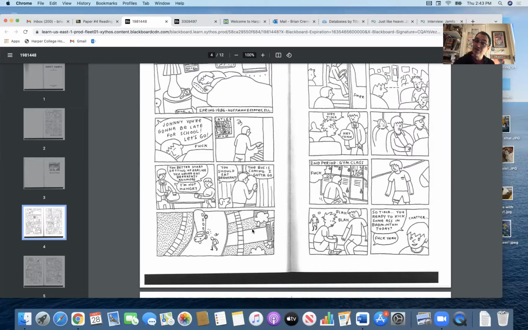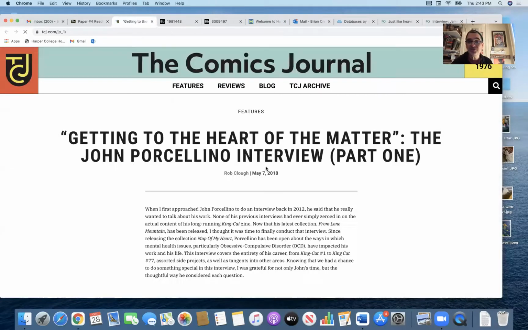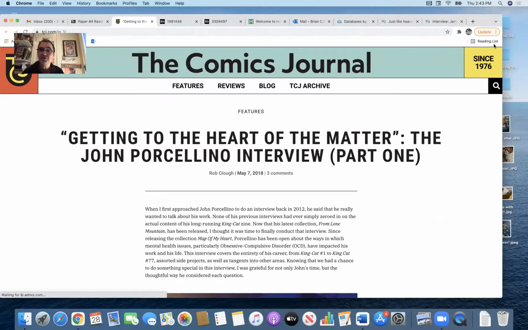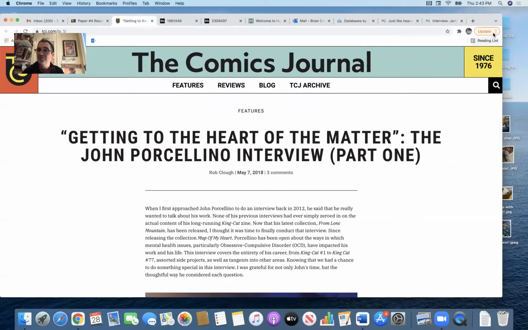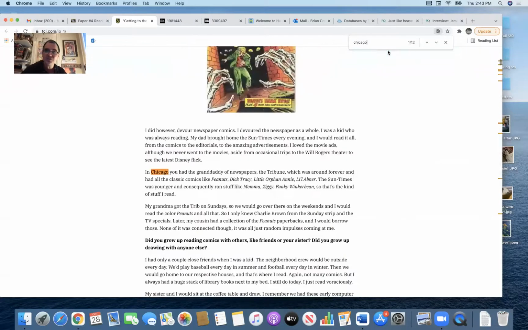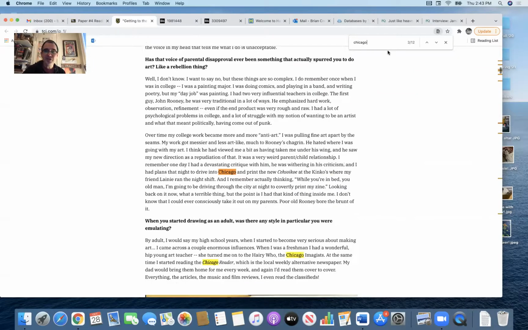And both of them are facing some dilemmas in terms of comparison. If you read the interview with Rob Clow, for example, that I posted, again, I'm imagining, let's say you were thinking about doing topic number 2. Clow has a whole section of this interview. If you go through and you search for, I'll show you the screen share here. If I were using this article, what I would do is go through here. I'm looking for my find function. I would type in Chicago. So like what does Porcellino say about Chicago in this interview? And I would do that word search.